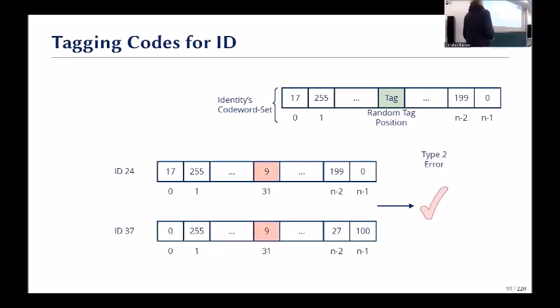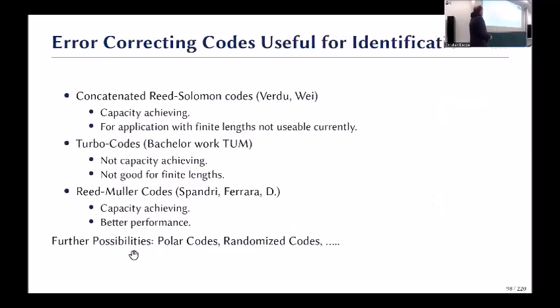But here you see the error of the second kind. If he chooses the 31 position, you see this ID has color 9, or tag 9, and this ID has also tag 9. So then an error of type 2 happens.